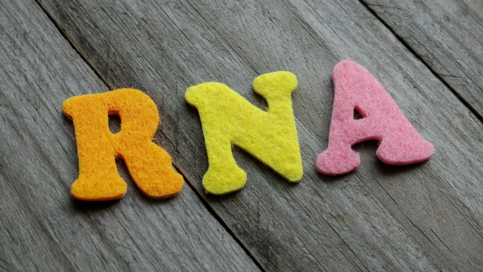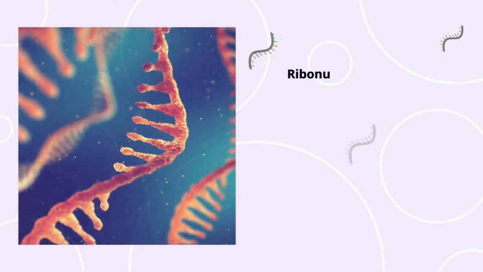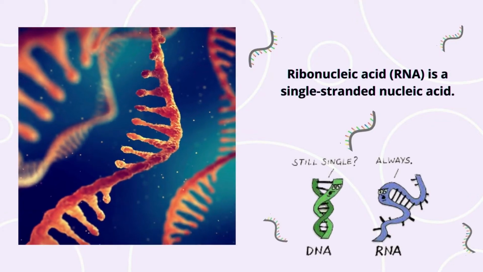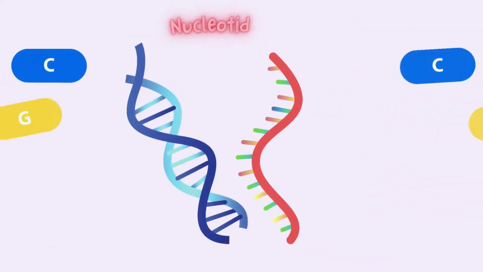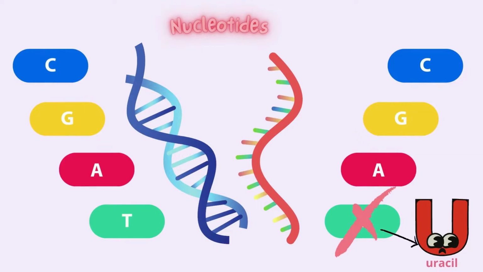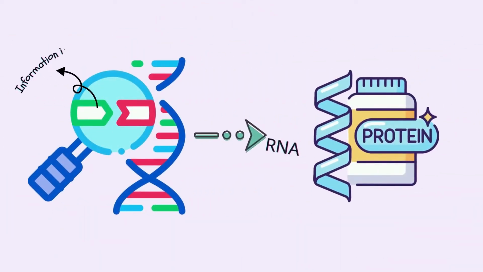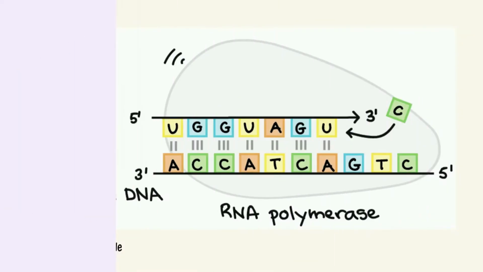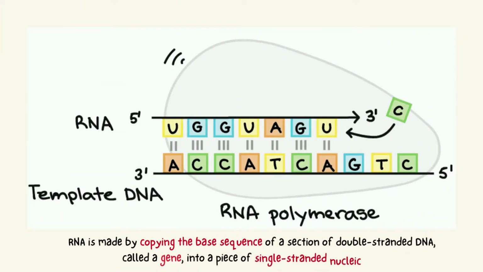We mentioned earlier that ribonucleic acid, RNA, is a single-stranded nucleic acid. Usually, RNA has the same nucleotides as the DNA except for the thymine, which is replaced by uracil. It converts the information from DNA into proteins essential for the working of a cell. RNA is made by copying the base sequence of a section of double-stranded DNA called a gene into a piece of single-stranded nucleic acid.